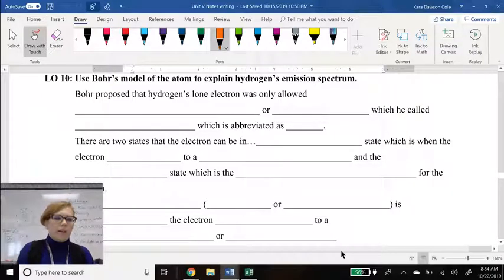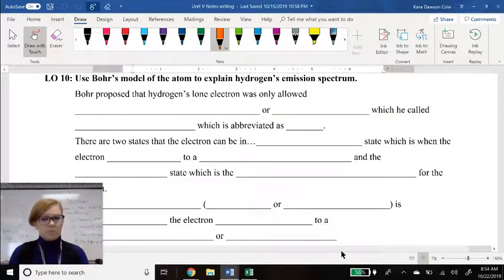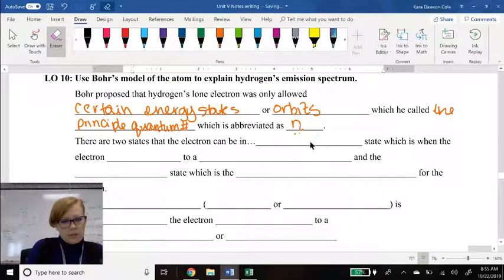Right, so we are on learning objective 10, which is to use Bohr's model of the atom to explain hydrogen's emission spectra. Bohr proposed that the hydrogen's lone electron was only allowed certain energy states or orbits, which he called the principal quantum number, abbreviated as n. There are two states that the electron can be in.